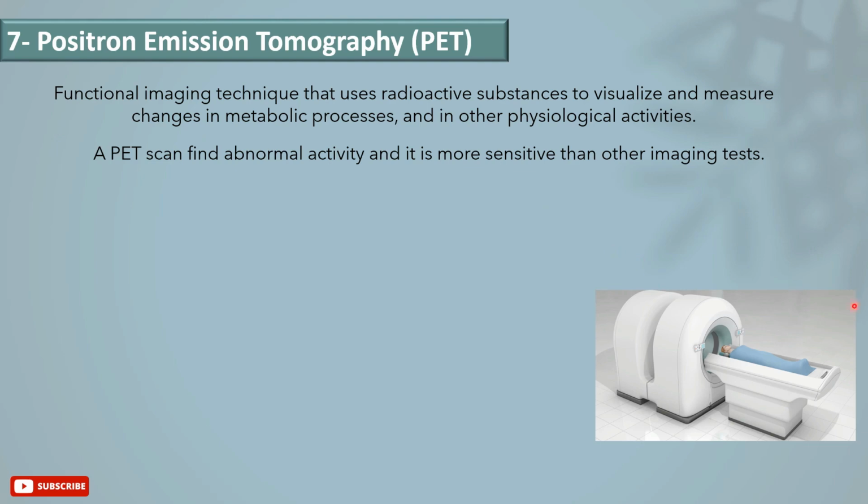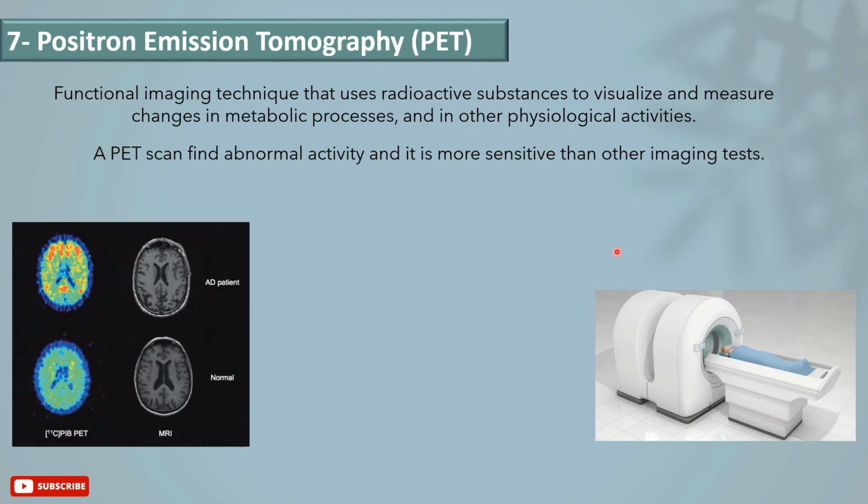This is the machine used. Here is an image for a brain. On the right you can see the regular MRI image for a normal and Alzheimer patient. On the left side you can see the PET scan of the normal brain and the diseased brain. There's always a shining yellow and red light in the diseased or the affected area.